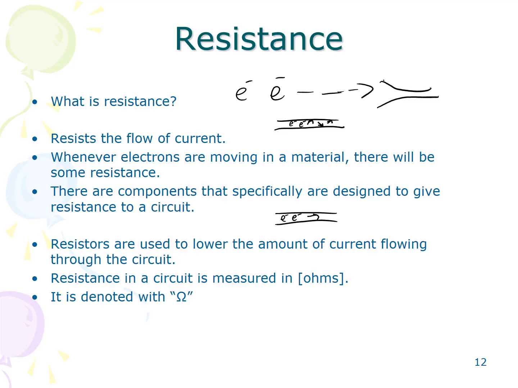So these resistors are designed to slow down these electrons so that not as much power can go to those components, right? And so that's why they're useful. They're extremely useful. And so, as I said before, they lower the amount of current flowing through the circuit. So the units for resistance are ohms, and they are denoted with the symbol omega. That's a capital omega. And very useful in circuits. You see resistors all the time.